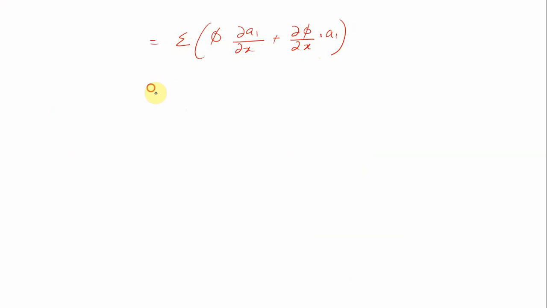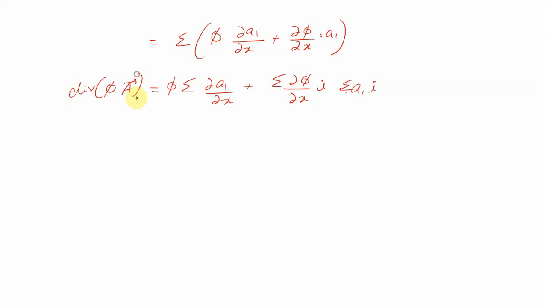Summation I will take inside the bracket. So this is going to become φ summation ∂a1/∂x plus summation ∂φ/∂x i into, again here we have a1. Therefore, I will take this summation a1 i. So this is nothing but our divergence of φ a bar, students.